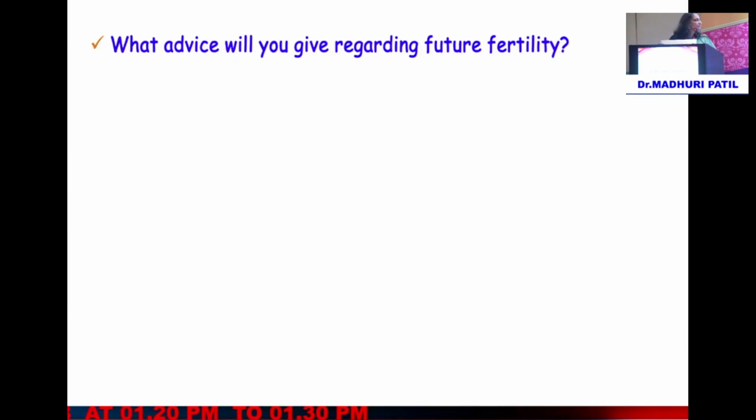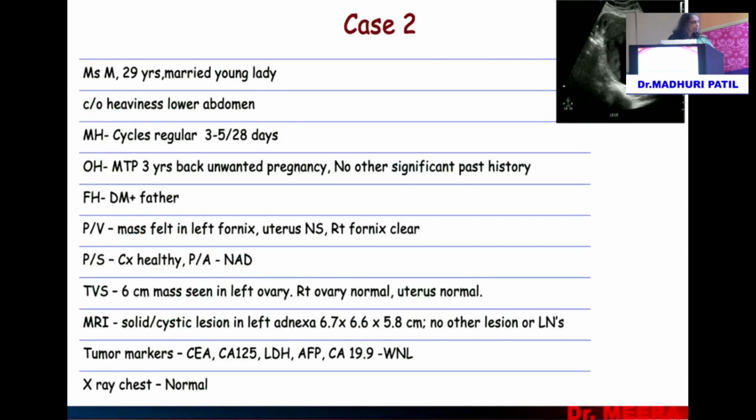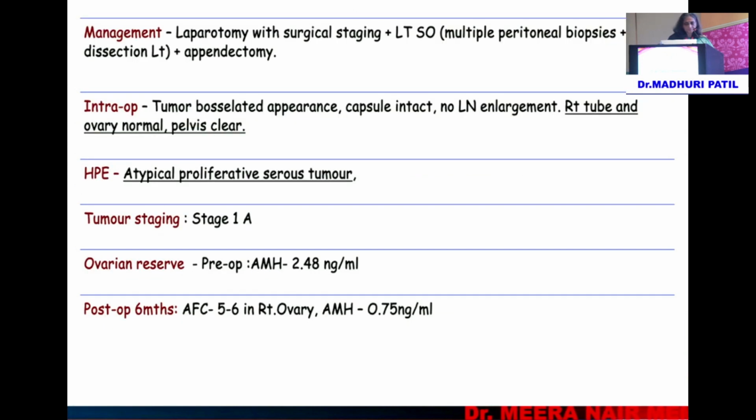I want to tell you one thing. How can we say it is stage 1A? Did she have a peritoneal staging? Pardon? She had everything. She had laparotomy with staging. No, the second. The following year. Okay.